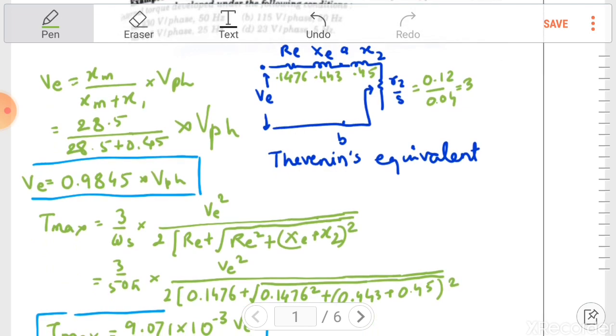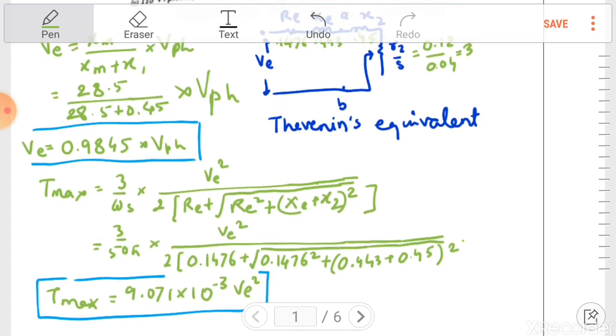Voltage division is applied here, and then the maximum torque equation is 3 by omega s multiplied by equivalent voltage square divided by 2 multiplied by the bracket Re plus under root Re square plus (Xe plus X2) whole square.